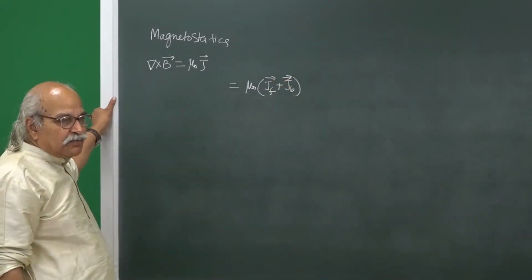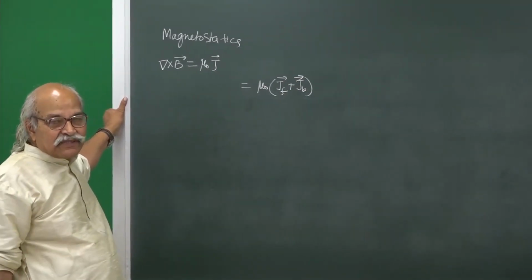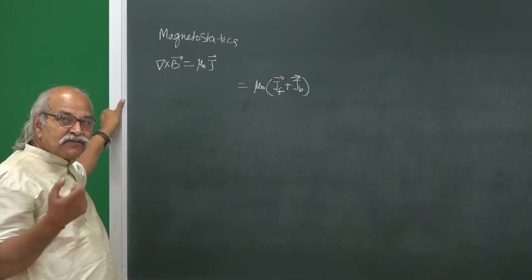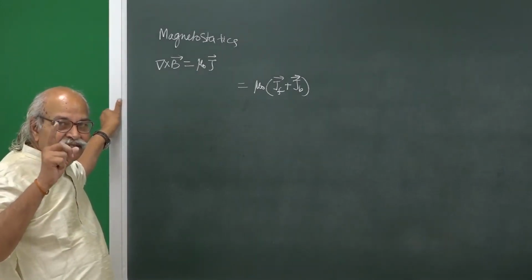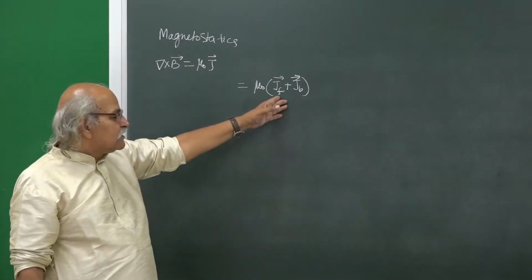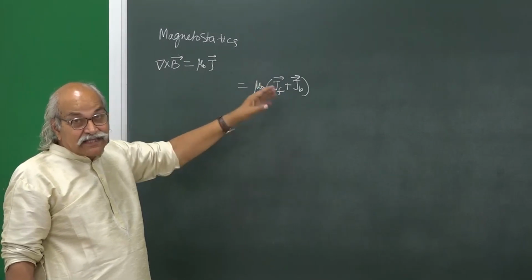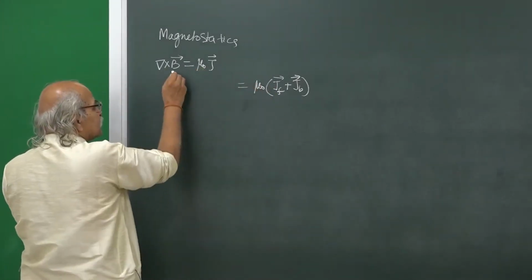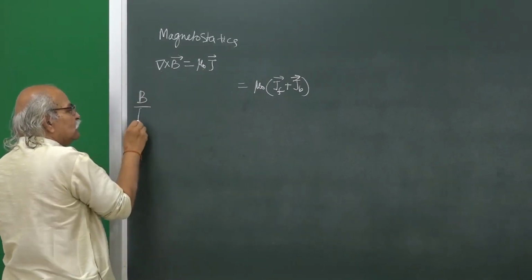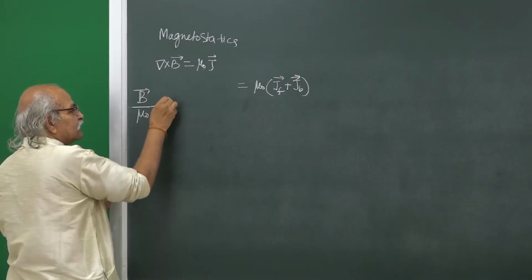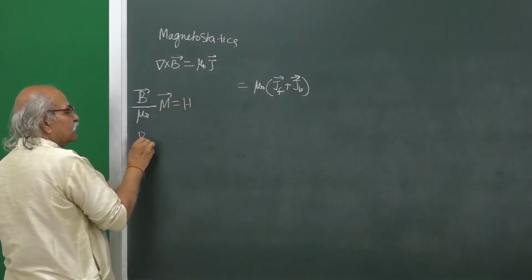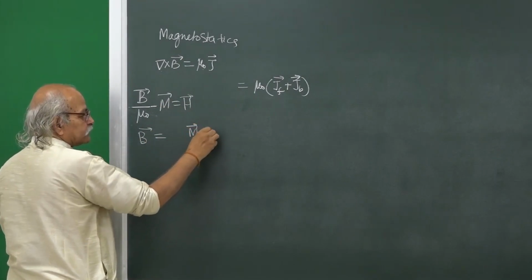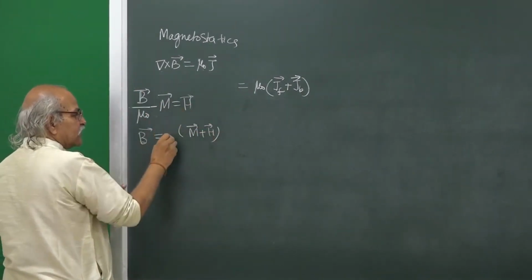Remember, volume current distribution is the most general current distribution. Linear current or surface current can all be written in terms of volume current using some delta functions. So, if we establish something with this volume current density J, that will be applicable to everything. Okay, so this is the right hand side, the left hand side is curl of B. Now, B over mu naught minus M, this is H. So, B you can write as, M goes this side, M plus H, and this mu naught will go that side.